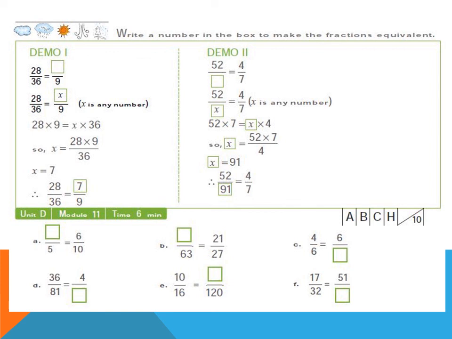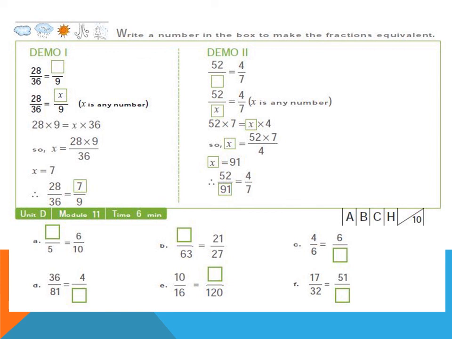Demo number 1 you will do yourself. Let us discuss demo number 2. 52 by blank. There is a box that is blank. So 52 by blank equal to 4 by 7. So in the blank we will consider x, a variable. So 52 by x equal to 4 by 7.